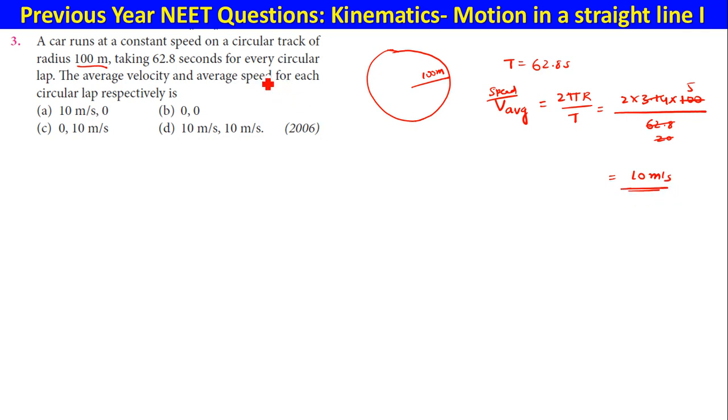He's asking for average speed and average velocity. What about average velocity? In a complete circular lap, the person starts from the same location and ends at the same location. Therefore, displacement will become 0. Since total displacement is 0, average velocity will also be 0. So average velocity is 0 and average speed is 10. Option C should be the correct answer.